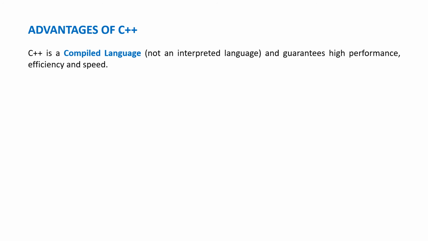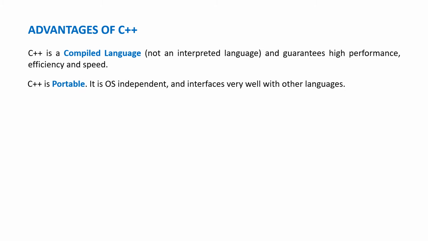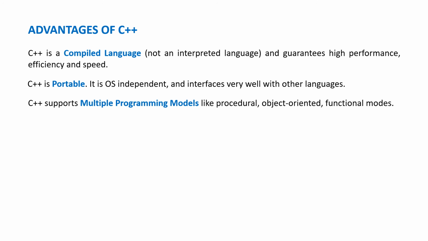Next, let's look at the advantages of C++. C++ is a compiled language, not an interpreted language, and it guarantees high performance, efficiency, and speed. C++ is portable. This simply means that C++ is operating system independent, and also interfaces well with other languages. C++ supports multiple programming models like procedural, object-oriented, and functional modes.